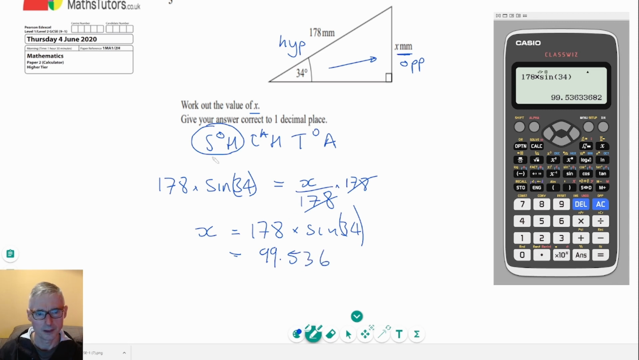0.536. And in fact, we've got to do it to one decimal place. So we're doing it to one decimal place, we're cutting it off at that point. And because the 3 is below 5, we're actually keeping it as it's written. So it's just going to be 99.5 degrees. And that's it.